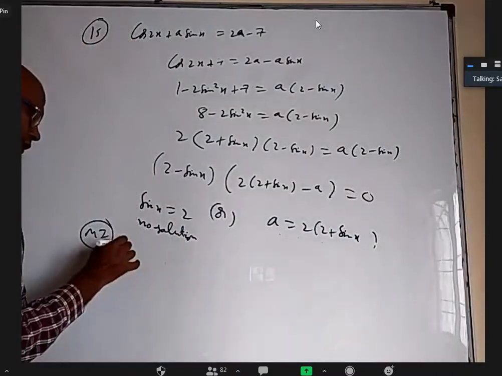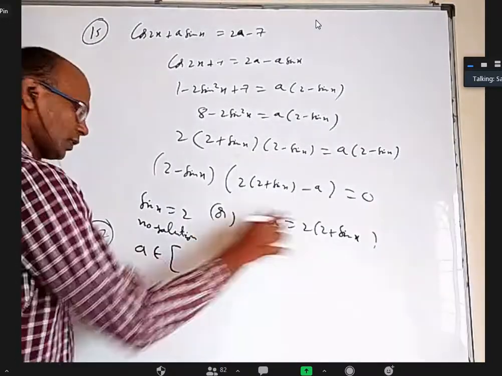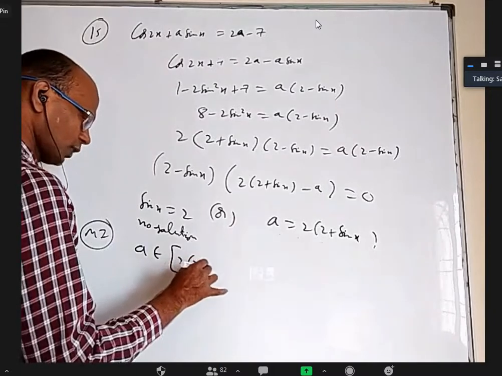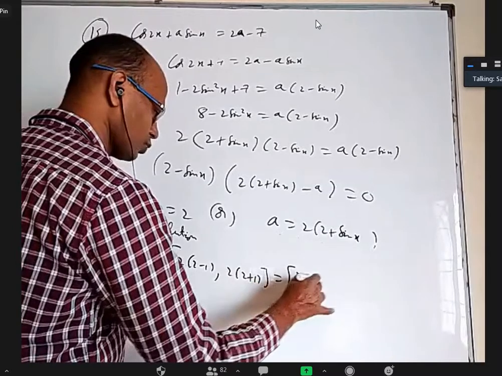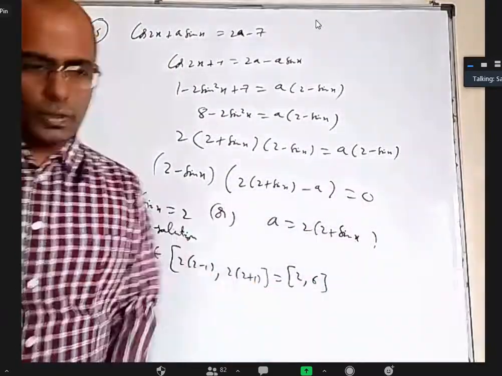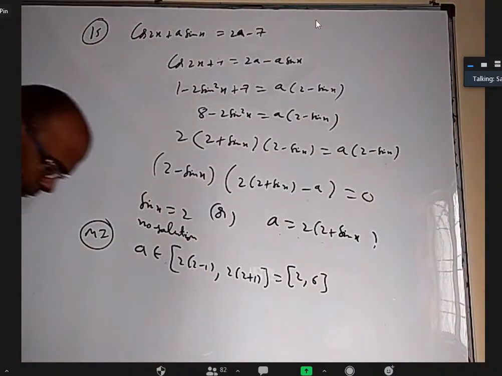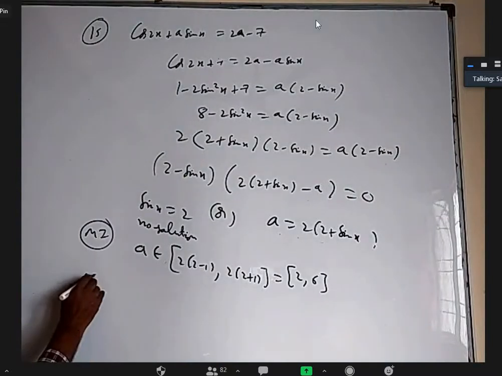So a should belong to, what is the minimum value? 2 times 2 minus 1, 2 times 2 plus 1, which is closed interval 2 to 6. As long as a is between 2 to 6 only, you will have solution. Anything outside that, this cannot attain that. Almost same, somebody can do another way.